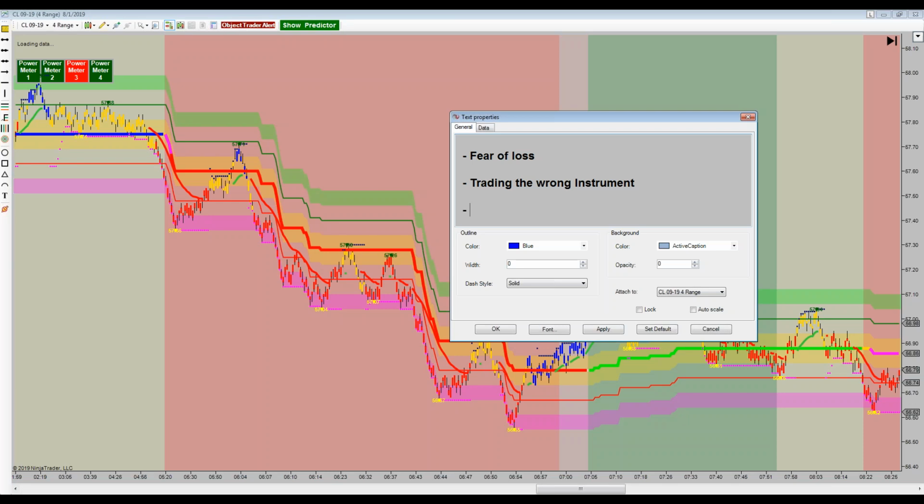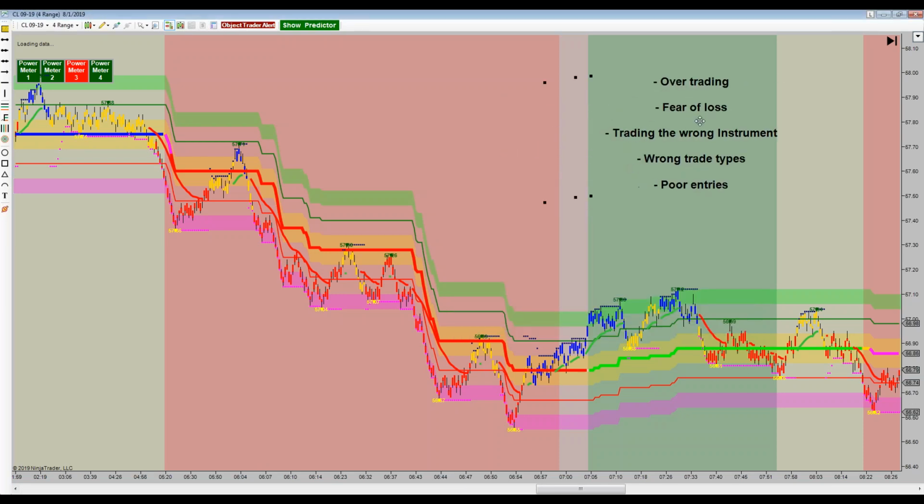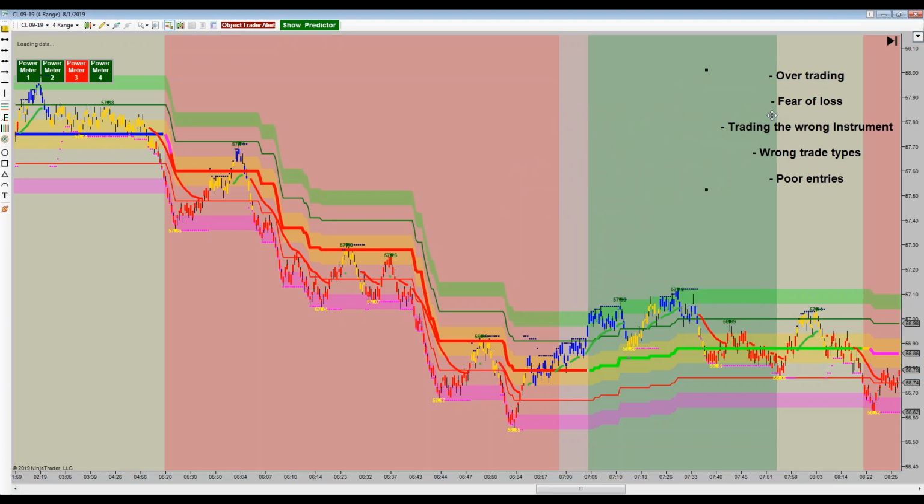That's a good one, Michael P. How about trading the wrong trade types? Poor entries. That's a good one, Brian. So these are all potential hindrances to your trading success. And we're going to focus a lot of time tonight on this first one, which is overtrading.